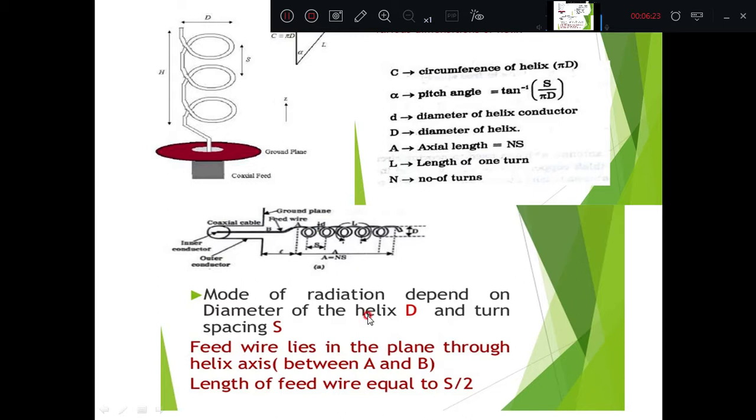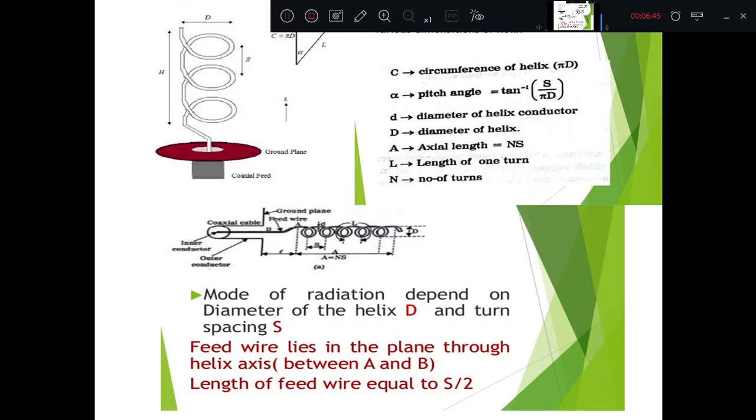The mode of radiation depends mainly on the diameter of the helix D and the turn spacing S. So this is very important. There are two types of modes of radiation. One is the normal mode of radiation, another one is the axial mode of radiation. In the coming slides, we are going to discuss those modes of radiation, right?